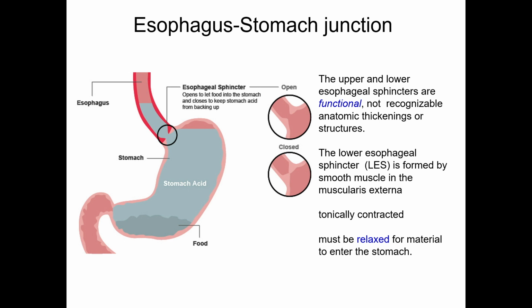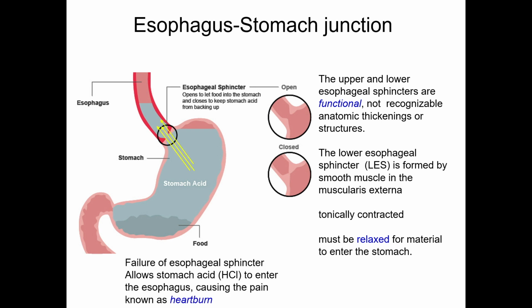The movement of the bolus into the stomach is controlled by the lower esophageal sphincter. This sphincter and the upper esophageal sphincter are not recognizable anatomical structures, but are considered functional sphincters. The lower sphincter opens or relaxes to let food into the stomach and closes to keep stomach acid from entering the esophagus. Thus, the failure of this sphincter allows stomach acid to enter the esophagus, and since the esophageal mucus isn't enough to protect the epithelium, this causes pain, which is known as heartburn.